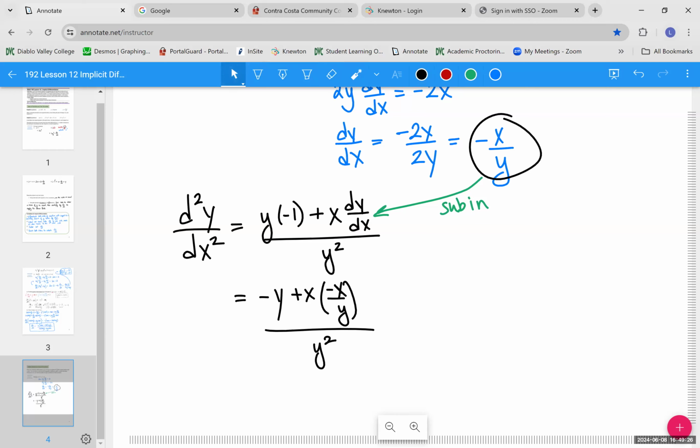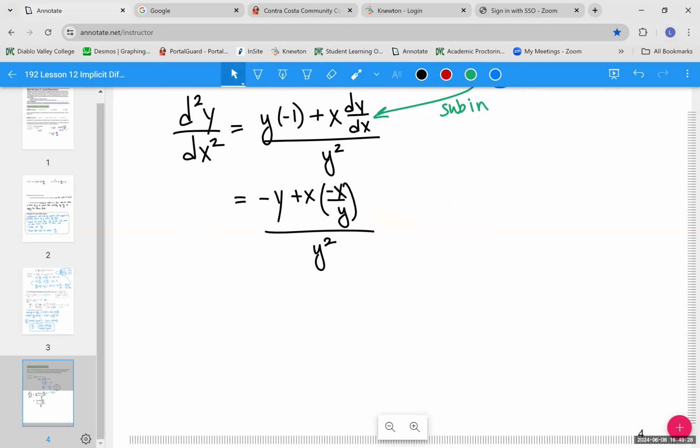And now it's time to simplify. So I have a complex fraction here, a fraction within a fraction. I usually just address that by multiplying the top and the bottom by that common denominator. So I'll distribute the y on the top. It will cancel the y in the denominator. So I just have negative y squared minus x squared.